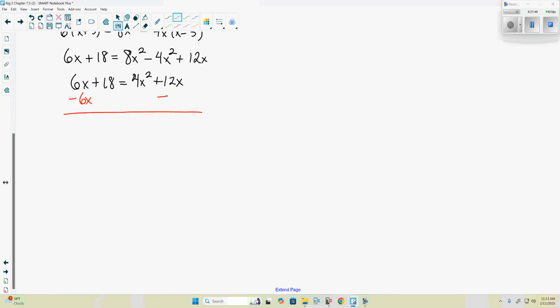At this point here, we do need to get it equal to 0, so we can subtract 6x from both sides, telling us that 18 is equal to 4x squared plus 6x. And lastly, we can subtract 18 from both sides, telling us 0 is equal to 4x squared plus 6x minus 18.